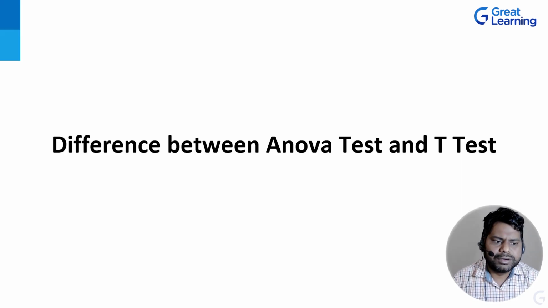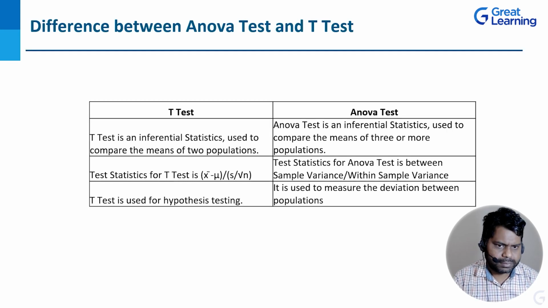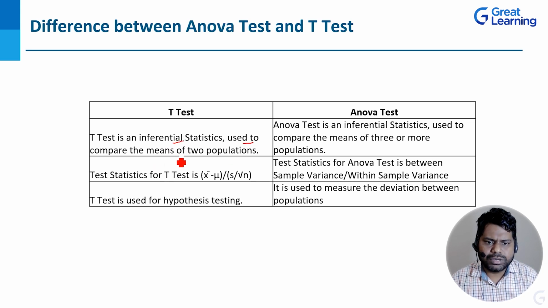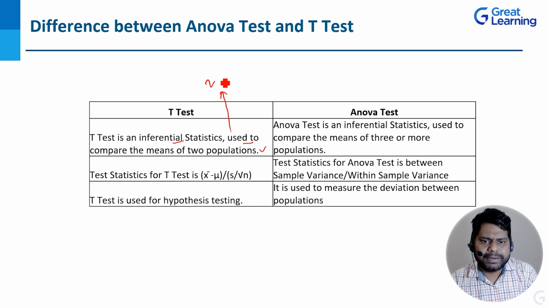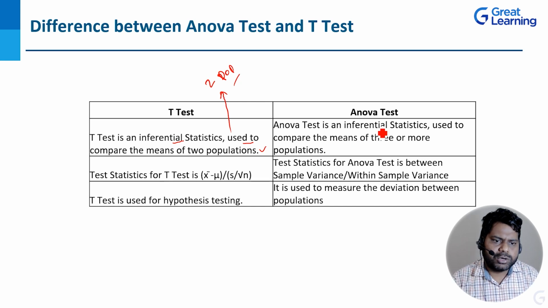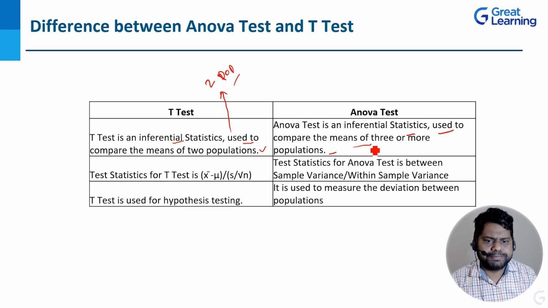Now let's move on to our next topic, the difference between the ANOVA test and the t-test. We know that the t-test is a type of inferential statistics used to compare the means of two populations. There is a constraint in the t-test: it is applicable to two populations only. Whereas the ANOVA test is also an inferential test, used to compare the means of three or more populations.